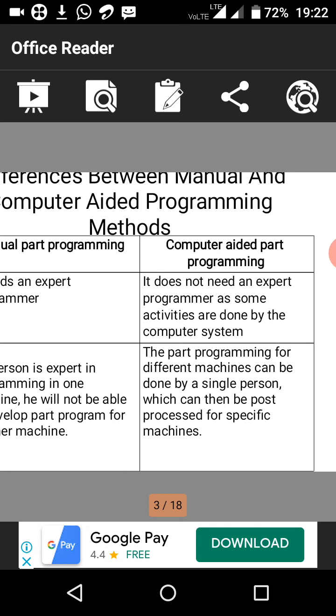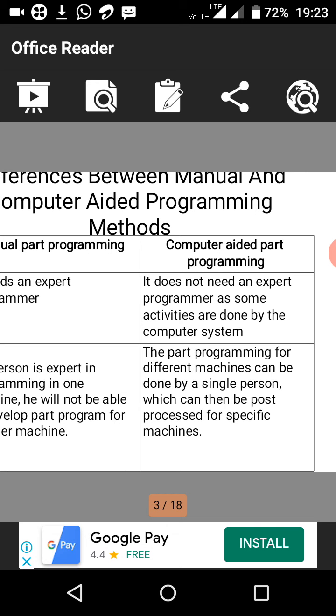Okay. Next, in manual part programming, no method is available for checking the part program except the dry run and trial run. So after writing the part program, no one will check. We should check on our own by dry run or trial run by feeding the program into the machine. Whereas in computer aided part programming, simulation facilities are available, so we can simulate the program to see whether it is correct or not.